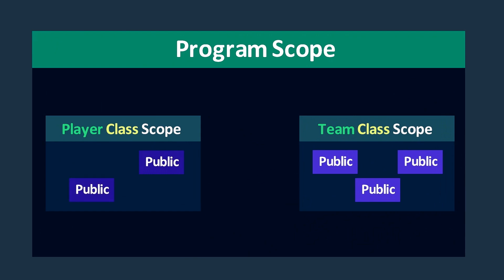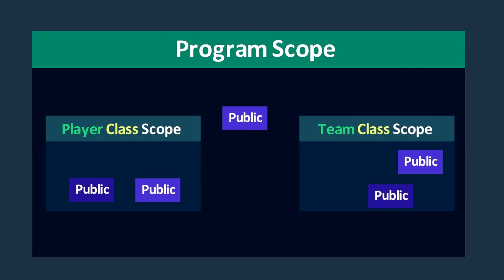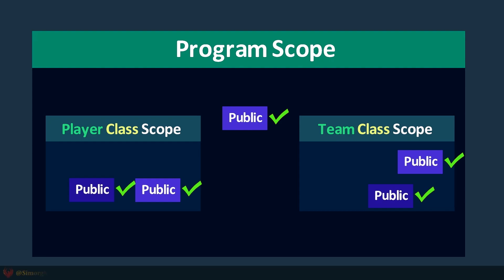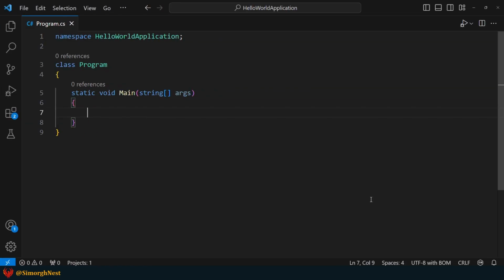Imagine we have 2 classes in our program, player and team. And both of these classes have multiple public members. In this case, these members can be accessed and utilized within the class itself, as well as in other classes, also throughout the entire program. Okay, let's dive into VS Code and show you the public access modifier in action.